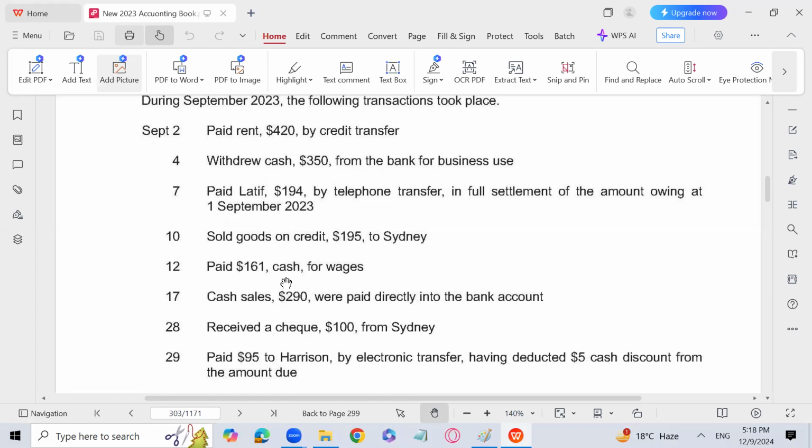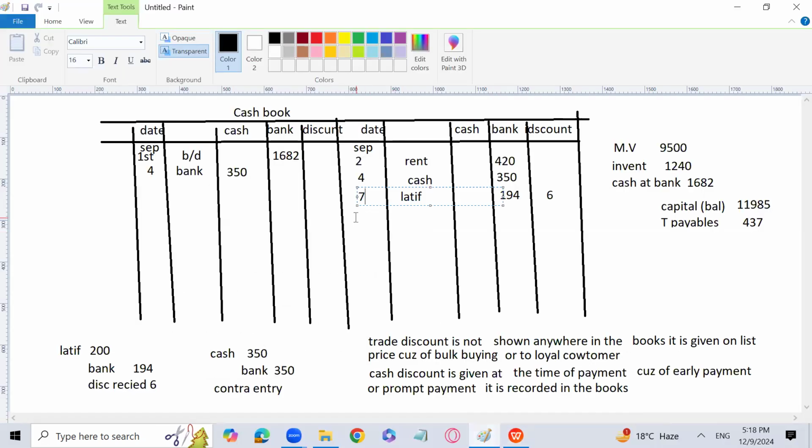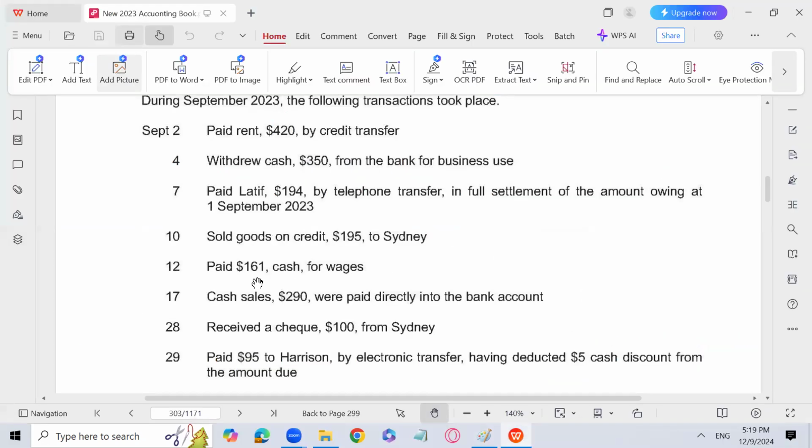On the 12th, paid 161 cash for wages. So wages is going to be debited and cash is going to be credited. Cash is going to be credited in the cash column by 161, because of the wages. Remember this: we have taken some amount from the bank and put it in the cash, 350. That's why we are able to make the payment of wages. Otherwise, we don't have any balance available in cash from the past. So thank God we have some amount in cash to pay for wages.